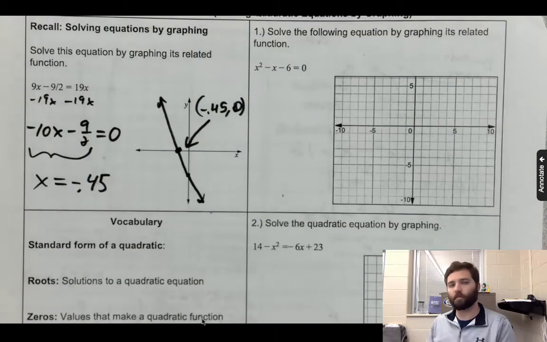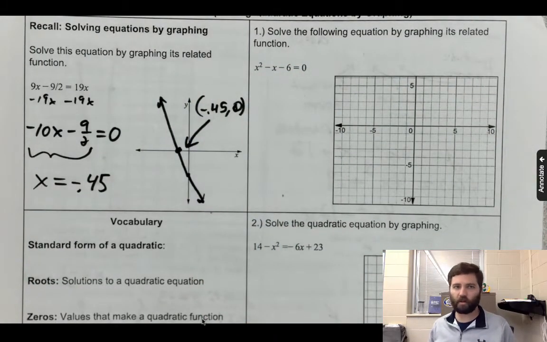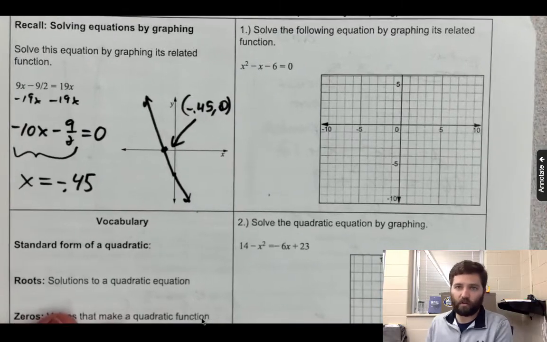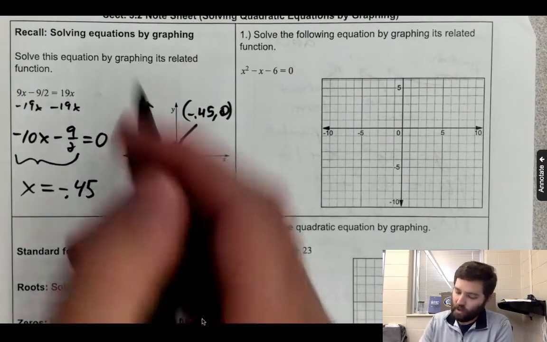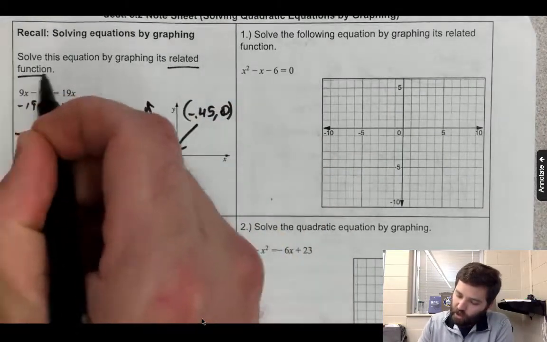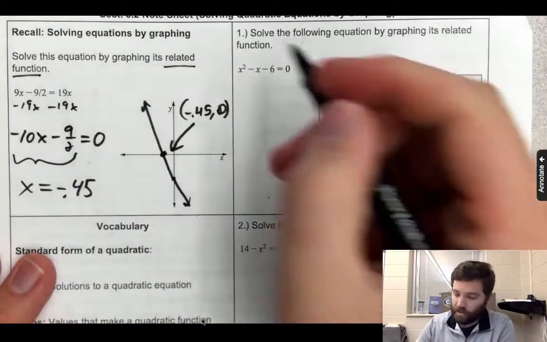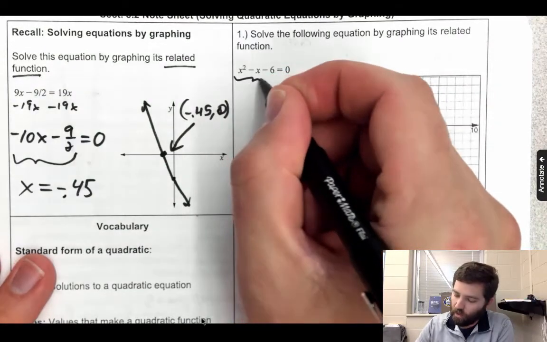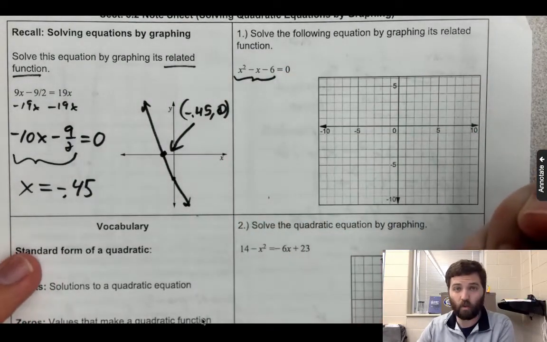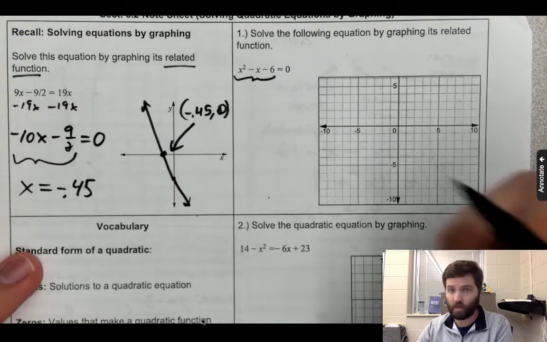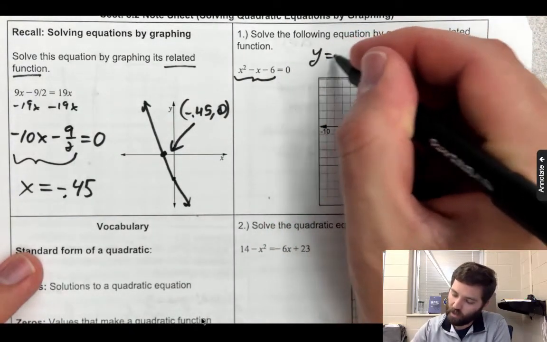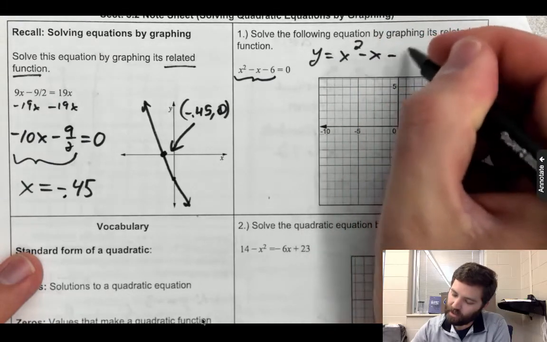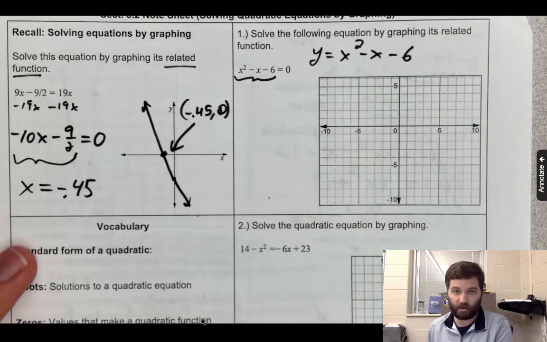Okay, so we already talked about solving linear equations by graphing in that way. We can also solve quadratic equations in the same way. What we're doing here is graphing the related function. The related function is the part of the equation that actually has stuff in it once you've set it equal to 0. So in this equation, to solve it we will graph y equals x squared minus x minus 6, and we will find the x-intercepts.